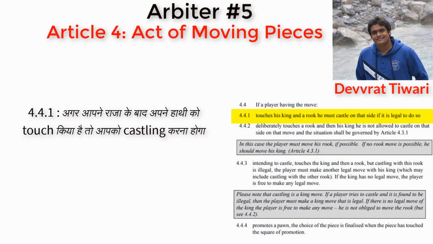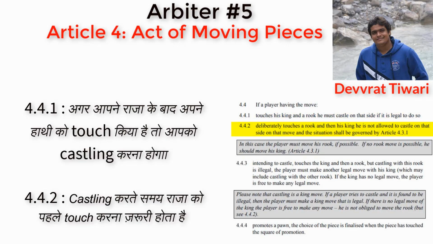Article 4.4.1 says that if you have touched your king and then the rook as well, it means your intention is to castle, so you have to castle if it is possible over the board. The next article says that you have to touch your king first while castling. In case you have touched your rook first, it means your intention is just to play a rook move and not to castle. So in that case, you cannot castle on that side.